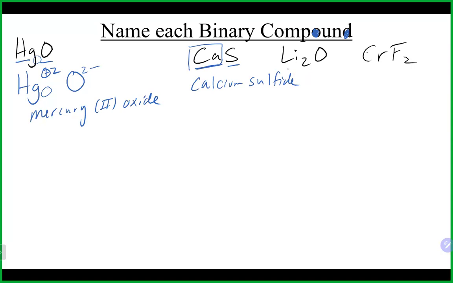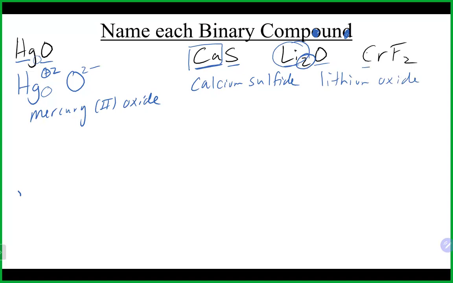Here, lithium and oxygen, metal, non-metal. Once again, we want to always look at the metal, and the lithium here is group number 1, which also means it's a type 1 compound, fixed positive charge. So lithium oxide is all we need. Once again, no prefix for the 2 that's there.